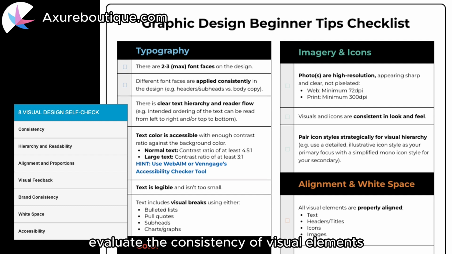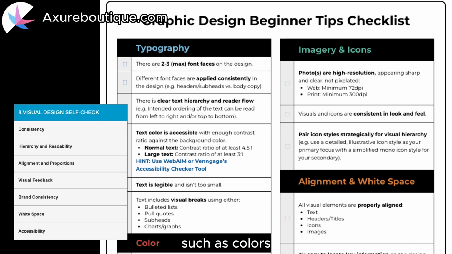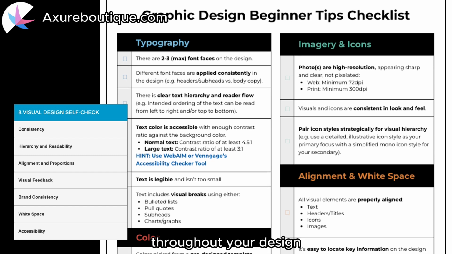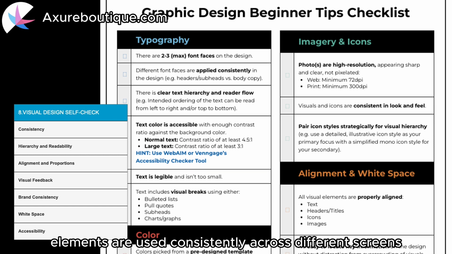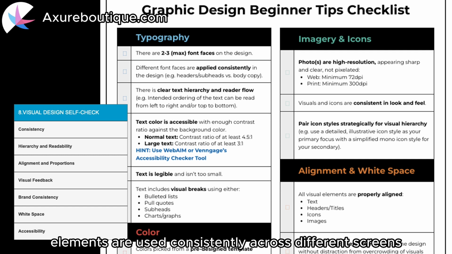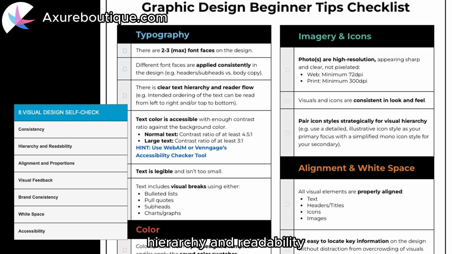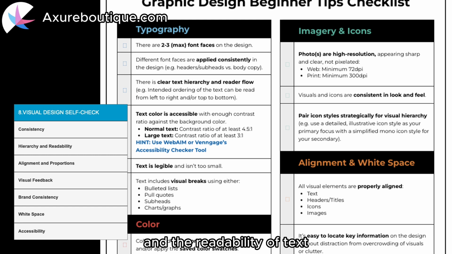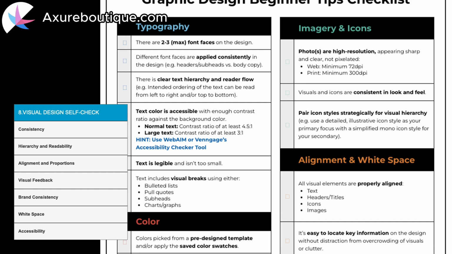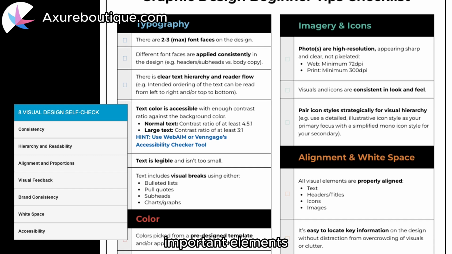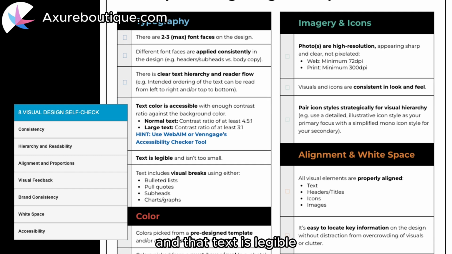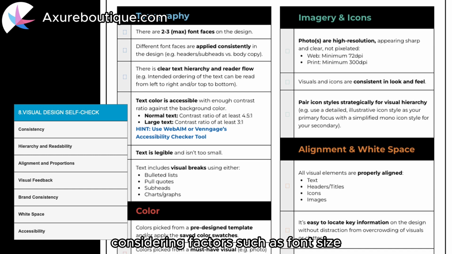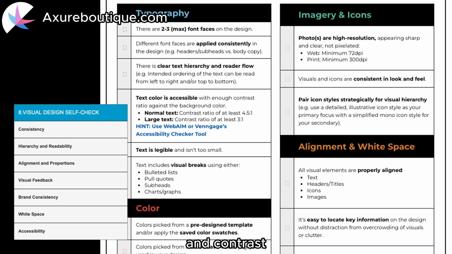Consistency. Evaluate the consistency of visual elements such as colors, typography, icons, and spacing throughout your design. Ensure that these elements are used consistently across different screens and components. Hierarchy and readability. Assess the hierarchy of information and the readability of text within your design. Make sure that important elements are visually emphasized, and that text is legible and easy to read, considering factors such as font size, line spacing, and contrast.